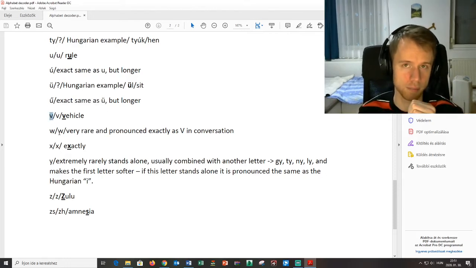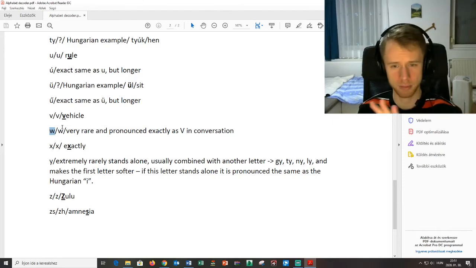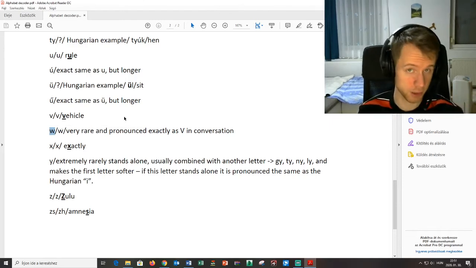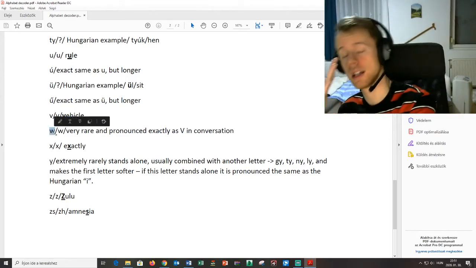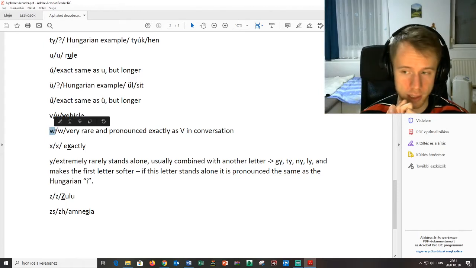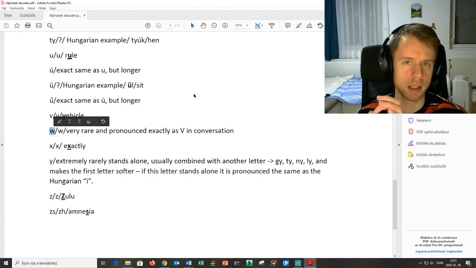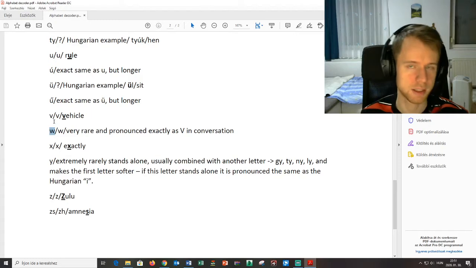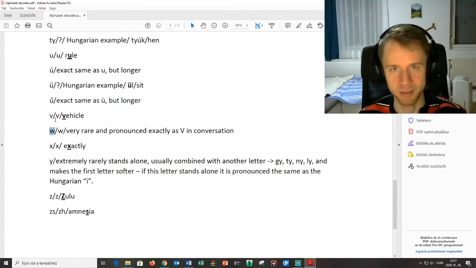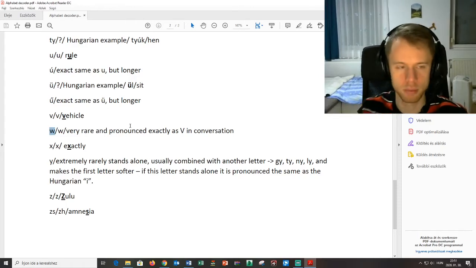If you hear this sound, this is dupla V. This is very rare. We only have this letter to be able to write down foreign words. We will pronounce this as V in the word itself. But when someone asks you, this is one of the few exceptions, maybe the only one, that you pronounce it differently in the alphabet than in real life. So in the alphabet, this would be dupla V, like double V. But if you hear it or read it, you would pronounce it as V.